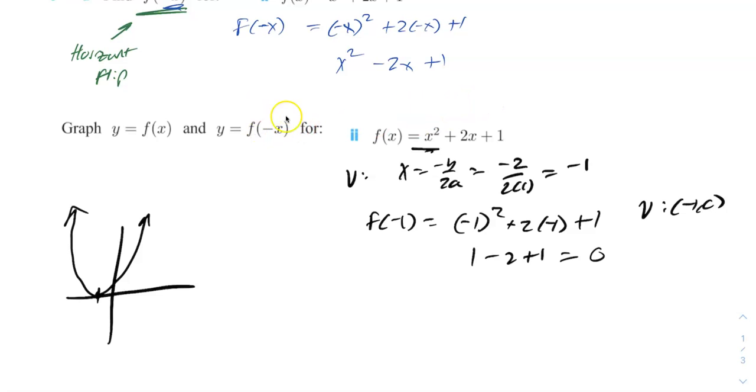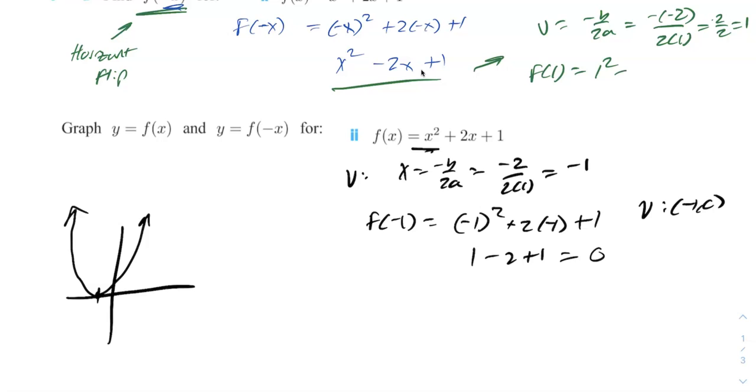And then they also want me to graph the inverse. Now we already found the inverse up here, so we can just find the vertex of this one. Vertex equals negative b over 2a. Negative negative 2 over 2 times 1. So 2 over 2, which is 1. Substitute that back in. And I get 1 minus 2 plus 1. 0 again. So I get the vertex of 1, 0. So that's over here.